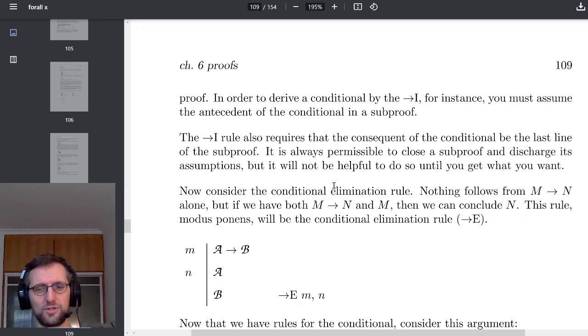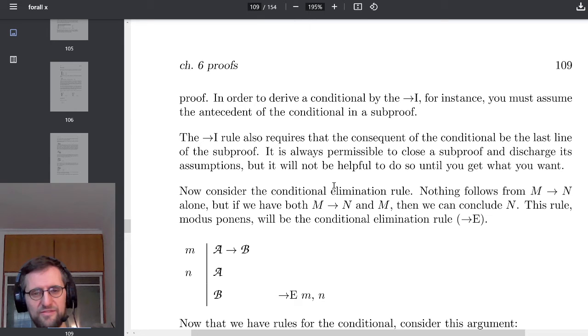Now consider the conditional elimination rule. Nothing follows from if M then N alone, but if we have both if M then N and M, then we can conclude N. This rule, modus ponens, will be the conditional elimination rule.